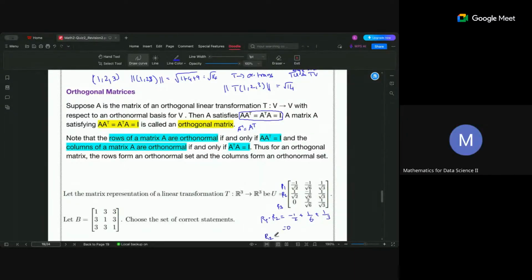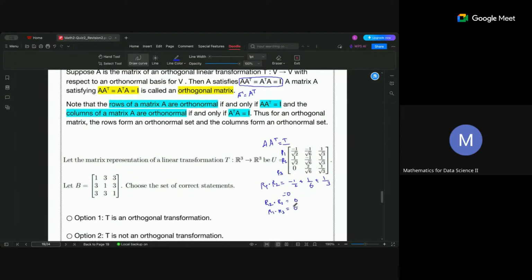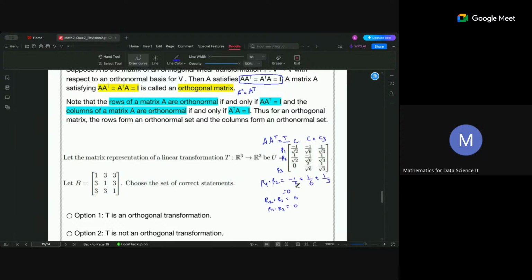Same way, R2 dot R3 will be 0. R1 dot R3 is also 0. See, so you have this condition that A A transpose equals identity. Now, what about the columns C1, C2, C3? What is C1 dot C2? 0, right? C1 dot C3? Again 0. What is C2 dot C3? 0. Right? So again, columns and rows both are orthogonal. So it means this matrix is an orthogonal matrix.